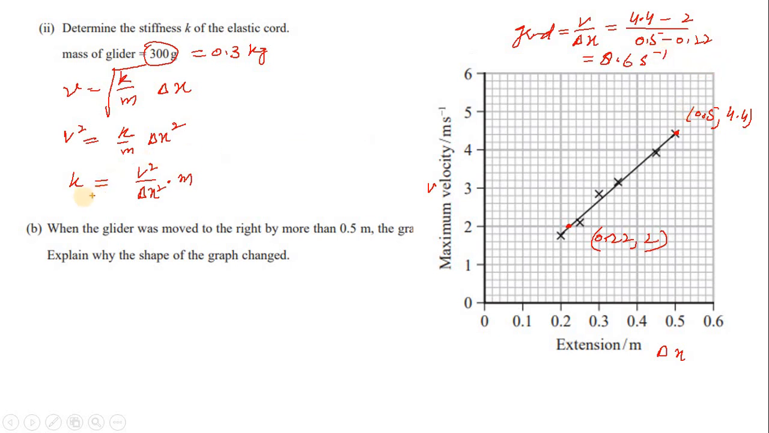And now finally K will be equal to v squared over delta x squared, that means 8.6 whole squared into m. m is 0.3 in kilogram. So K is 22.2 newton meter inverse. That's how you can find the value of K.